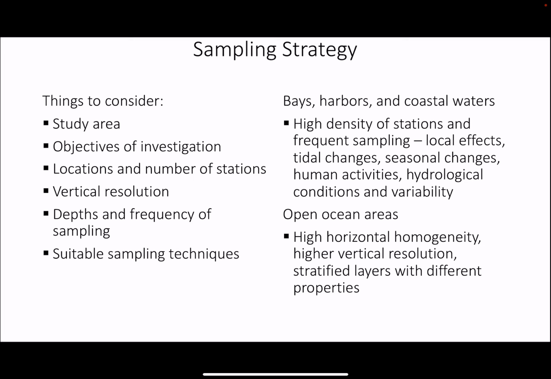Horizontally, your stations may be separated by hundreds of kilometers. But vertically, of course, your samples are going to be separated by maybe 50 meters, 100 meters at the top of the water column, getting through to higher vertical separation as you go down into the water column, right? As your water masses become larger and stratified with different properties.